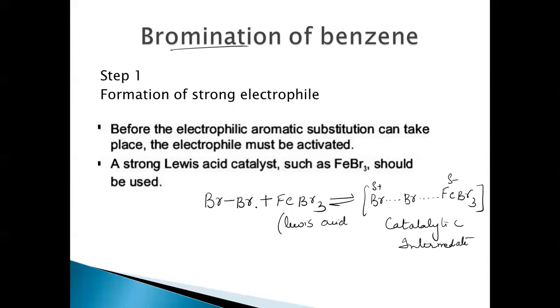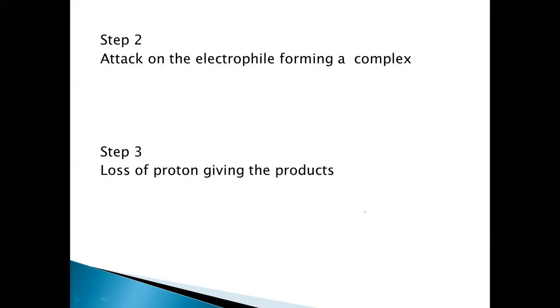Because this bromine is not sufficiently electrophilic, not a strong electrophile, that is why we are making use of a Lewis acid catalyst here. Thereby we are generating a strong electrophile which can react with benzene. Here bromine donates a lone pair of electrons to FeBr3, which weakens the Br-Br bond, thereby generating a partial positive charge on one of the bromine atoms.